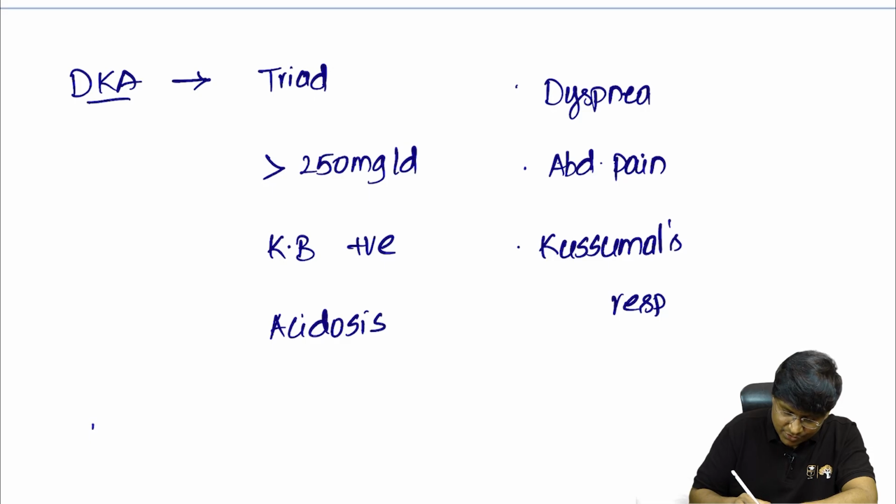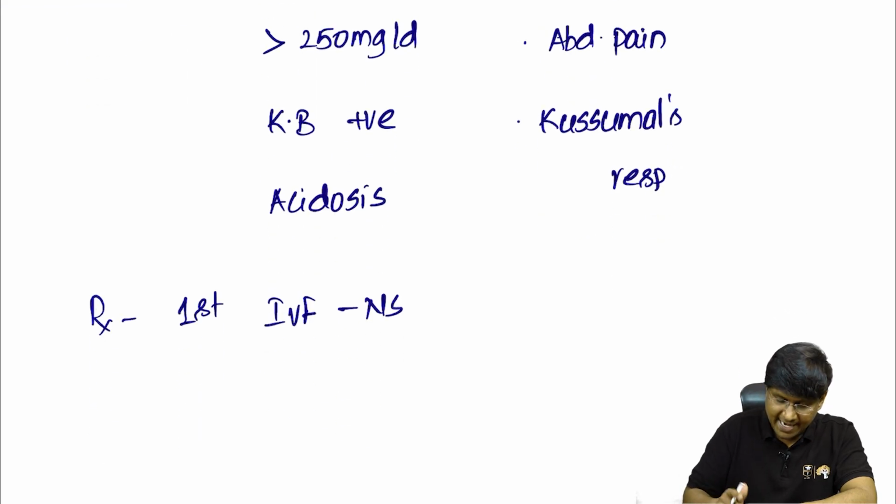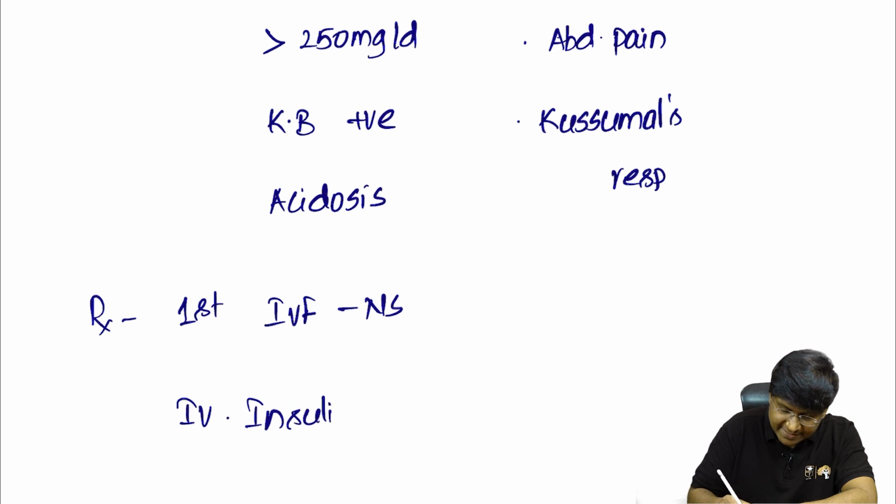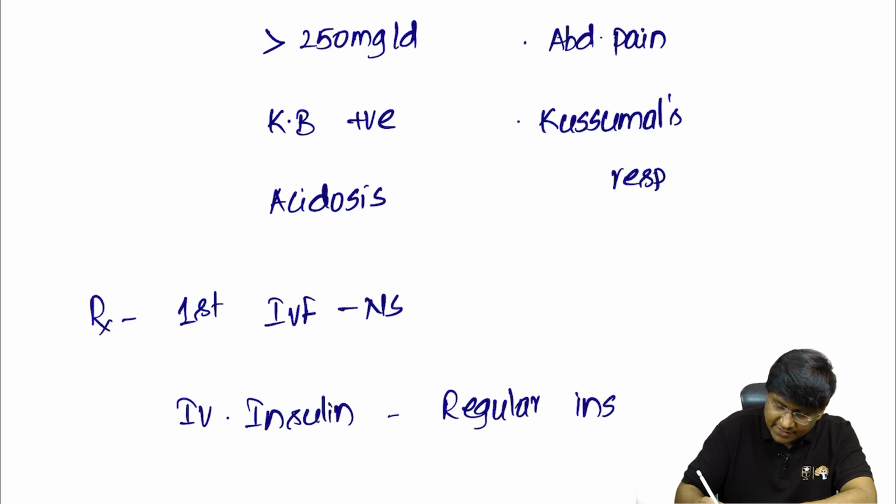And in diabetic ketoacidosis, what is the first line treatment? The first line treatment is IV fluids, that is normal saline is what you need to give. And then followed by that, you need to give IV insulin infusion, and the type of insulin that we give here is regular insulin. Regular insulin infusion has to be given.